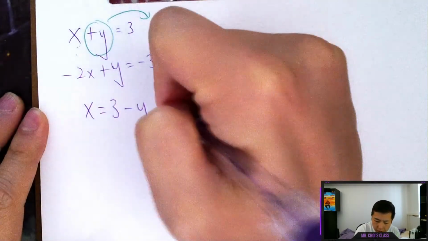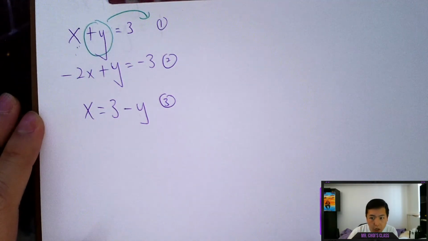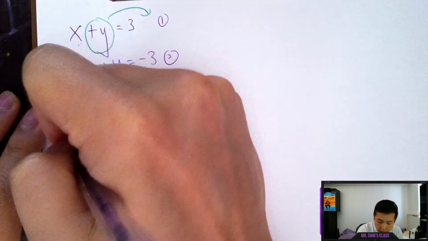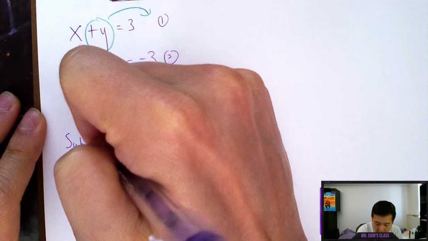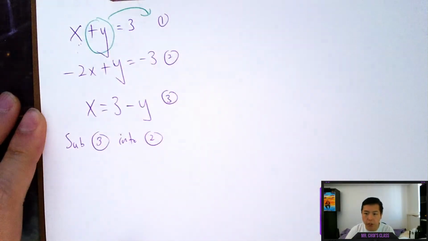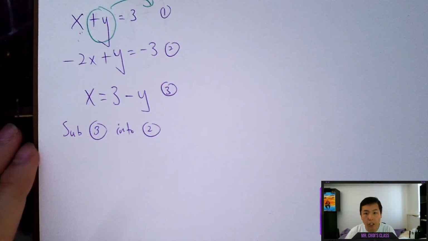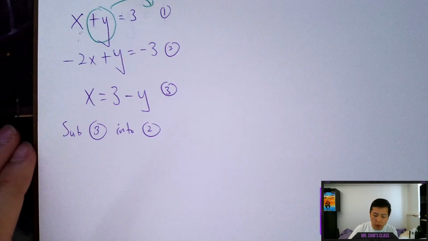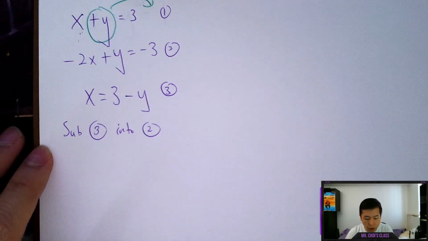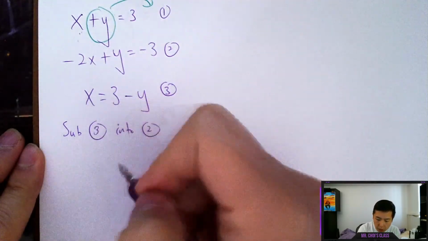And there is our third equation, right? We're isolating for x. And so now our next step was to sub this into the other equation that we have not touched yet. Okay, so we have not touched equation 2, so we're going to sub equation 3 into equation 2.